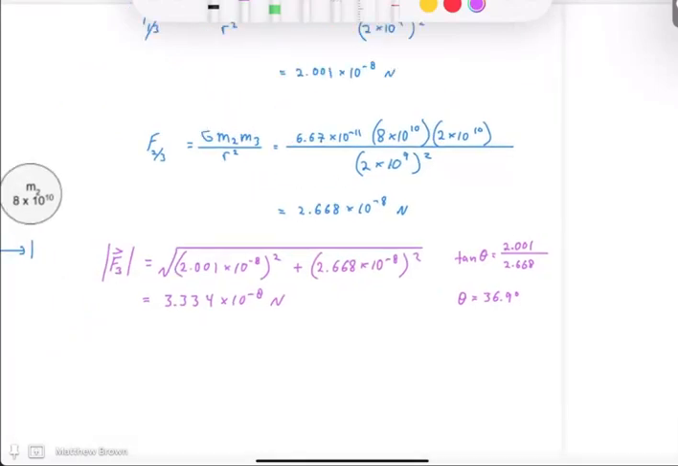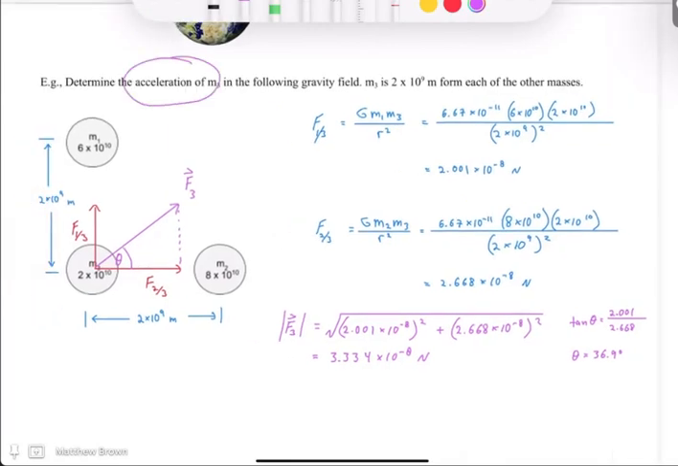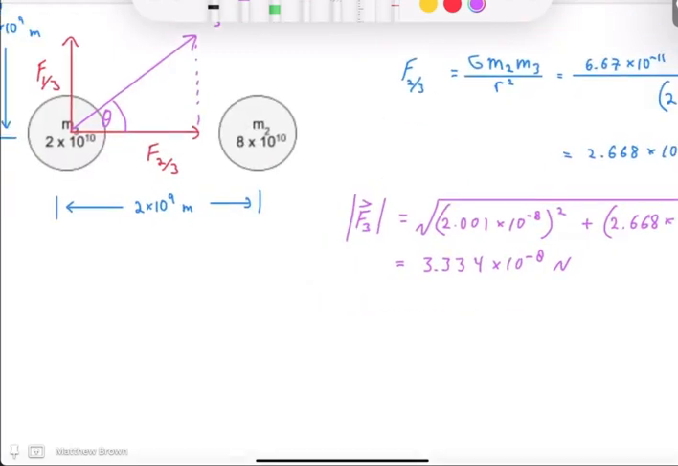This is one of those nice points when you're doing a problem like this where you feel like you're done, right? And this is why I always say go back and look at the question. I know I'm not done, but if I look at this again, I can see it said determine the acceleration. So I'm not actually done. The acceleration of 3 is just the force on 3 divided by the mass.